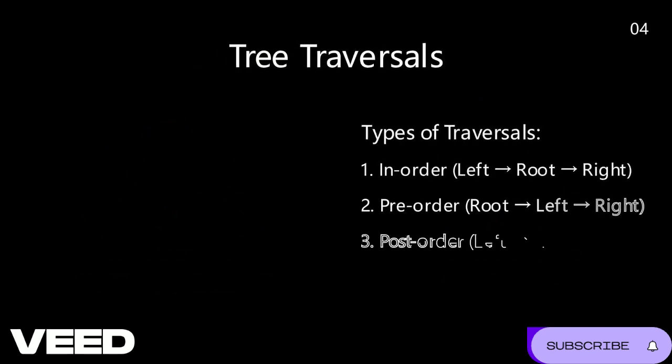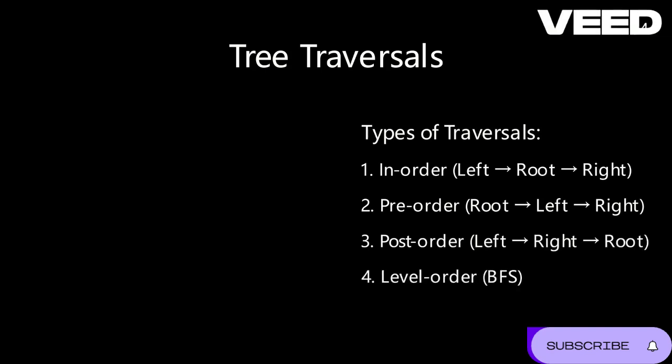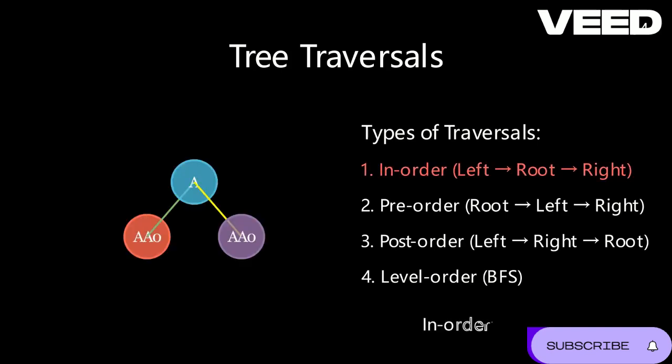Understanding how to traverse a binary tree is fundamental. There are several common traversal methods: in-order, pre-order, post-order, and level order. In in-order traversal, we visit the left subtree, then the root node, then the right subtree. This produces the nodes in sorted order for binary search trees.